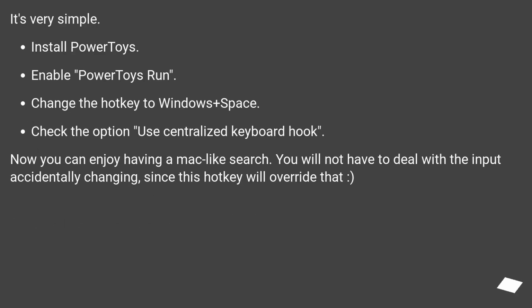It's very simple. Install PowerToys. Enable PowerToys Run. Change the hotkey to Windows plus space. Check the option Use Centralized Keyboard Hook. Now you can enjoy having a Mac-like search. You will not have to deal with the input accidentally changing, since this hotkey will override that.